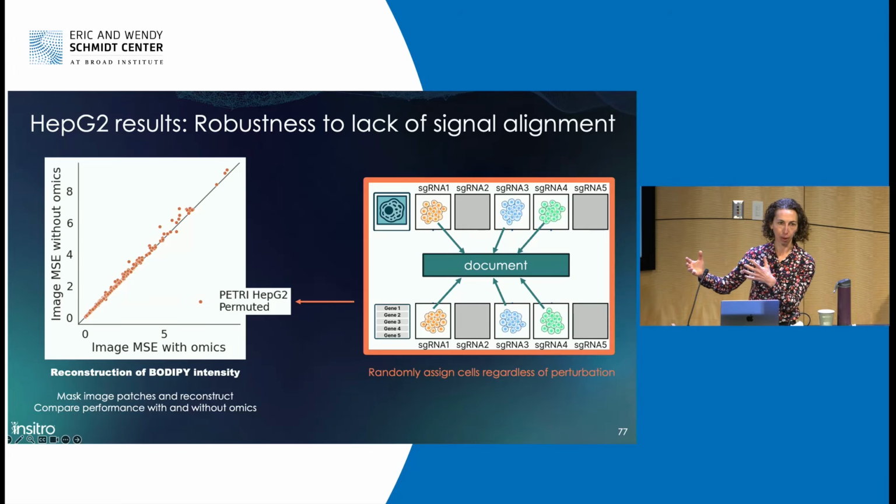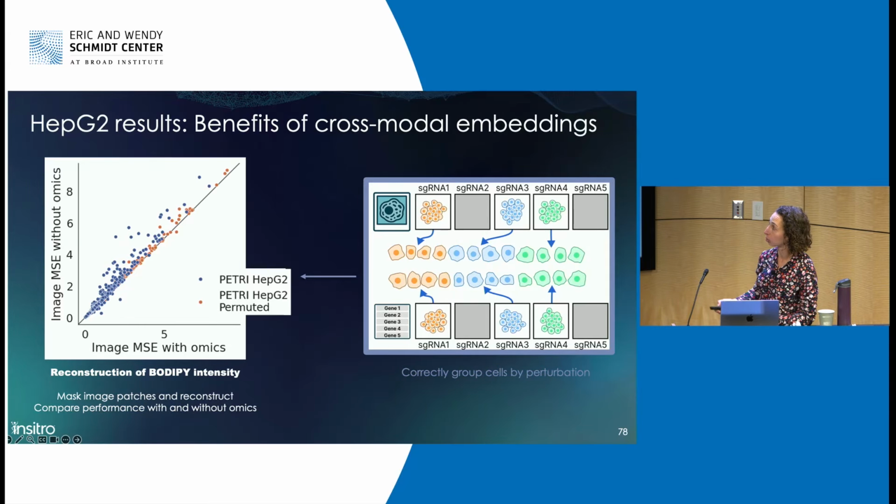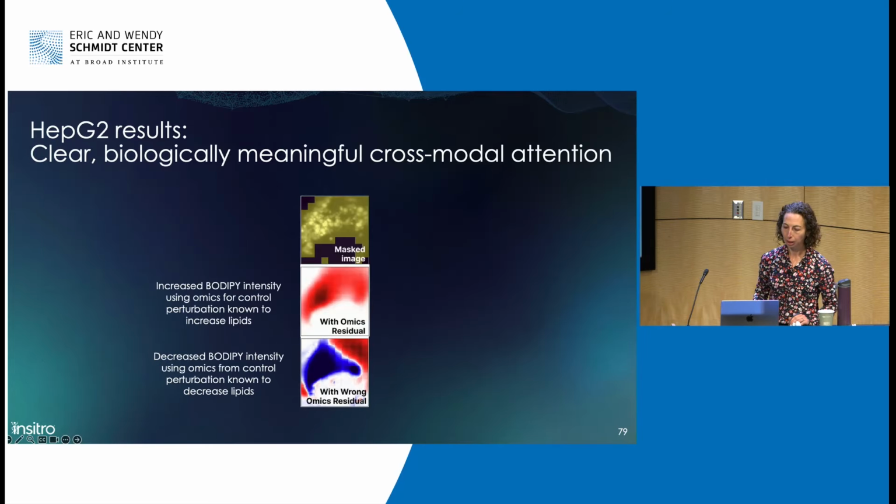And so this is a positive result and says that these methods are robust to cases where you have disjoint signals between the two modalities. But when you use the correctly trained Petri model with the correct perturbation labels, you see the benefits of using the omics information in imputing image patches. So that's that cross-modal attention coming into play.